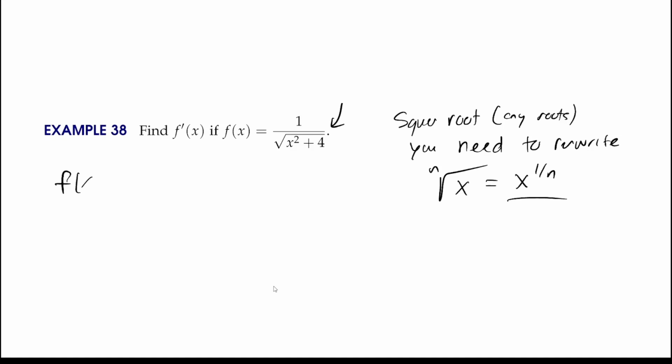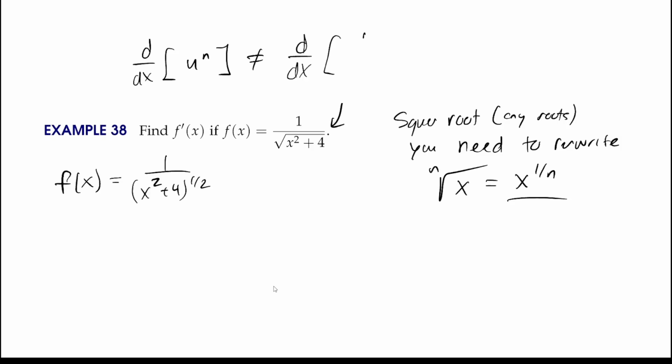So for f of x, we're going to write this as 1 over x squared plus 4, the 1/2 power instead of square root. Now, that's still not enough because power rule does not apply to things in the denominator. It only applies to things in the numerator. So remember that, again, I'll use u this time. When we're using power rule, this is not the same as the derivative with respect to x of 1 over u to the n. Like, that's very different. You can't just assume because you have a power, you can apply power rule. It must be a power in the numerator, okay?